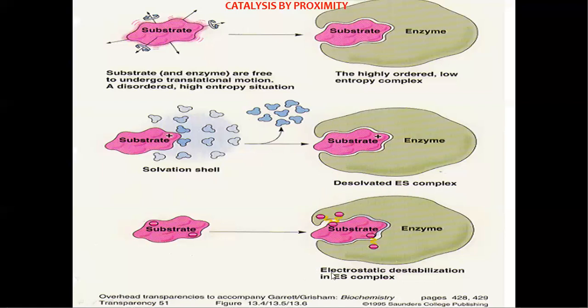And the next process is called electrostatic destabilization. Here electrostatic forces will be developed. After attaching of the substrate to the enzyme active site, a repulsion process will be developed, and after converting the substrate into the product, this repulsive process will also be increased, and finally the products will be separated from the enzyme active site. So this is called the electrostatic destabilization process. This is one type of catalytic process, which is called catalysis by proximity.